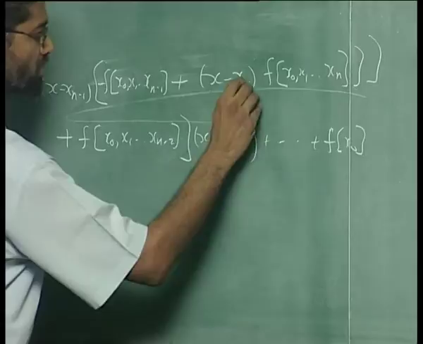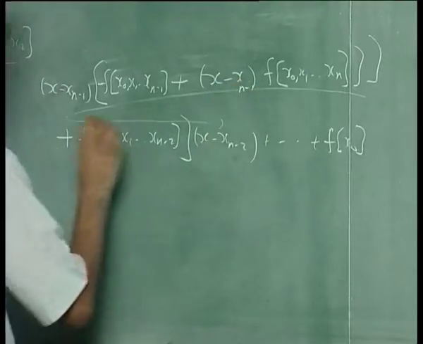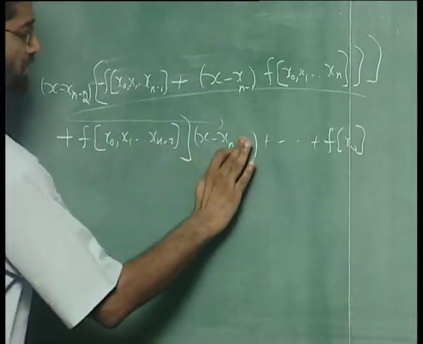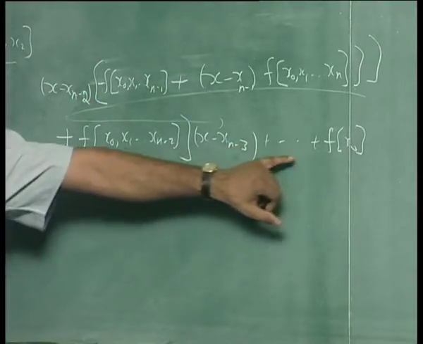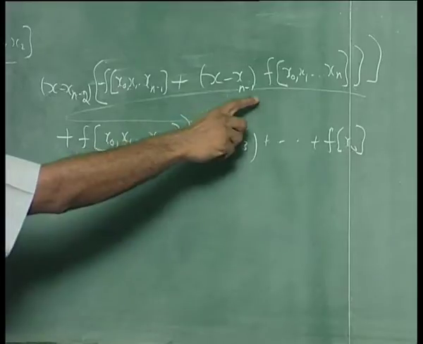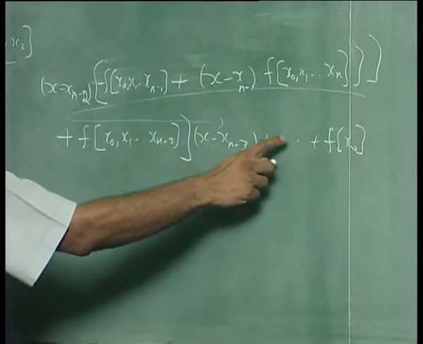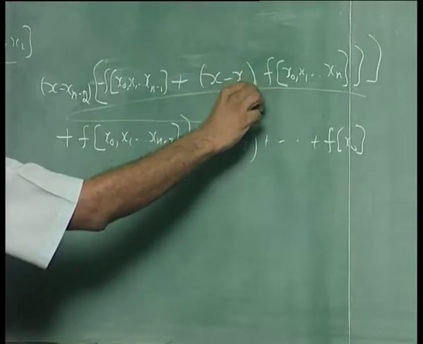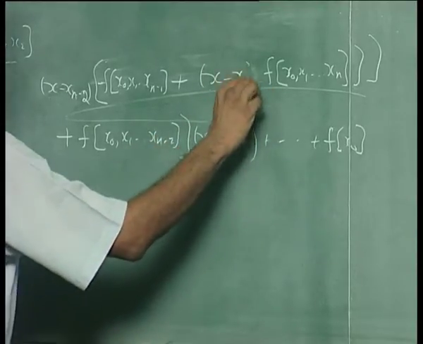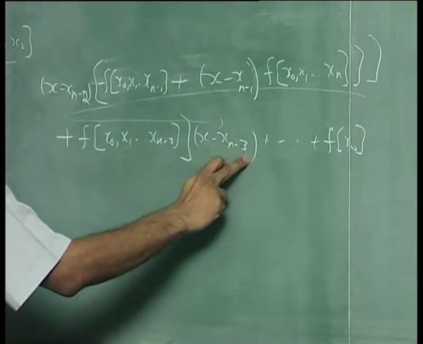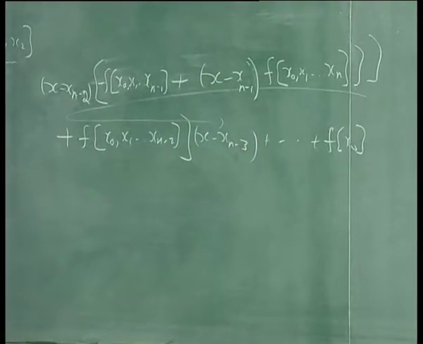So, there will be n, sorry, this is n minus 1, this is n minus 2, and this is n minus 3, etc., till it gets x minus x0 at the end. So, by the time it reaches x minus x0, this term would be multiplied by x minus xn minus 1, x minus xn minus 2, x minus xn minus 3 up to x minus x0. Okay, that is the implementation here.